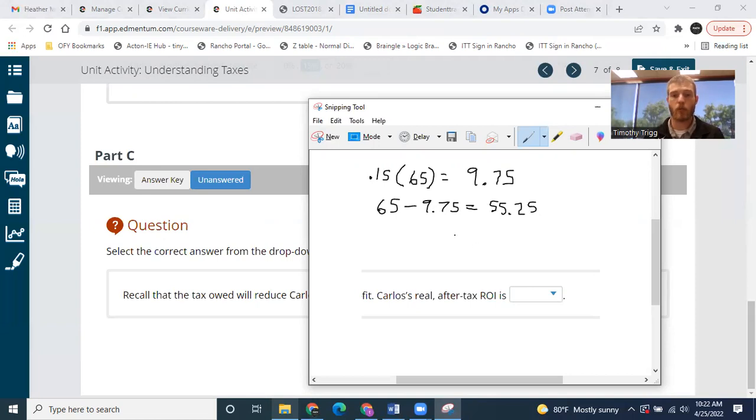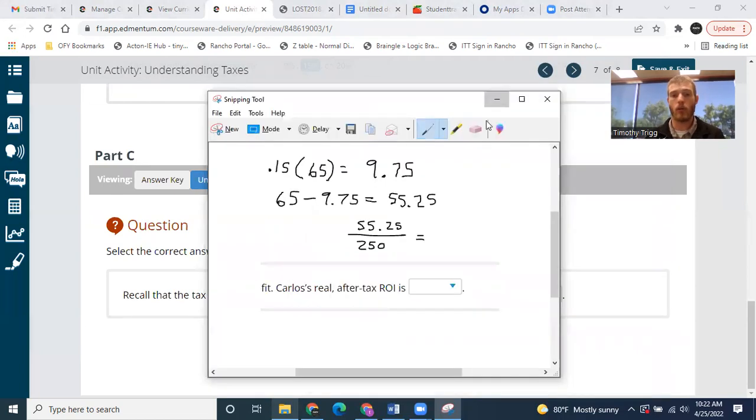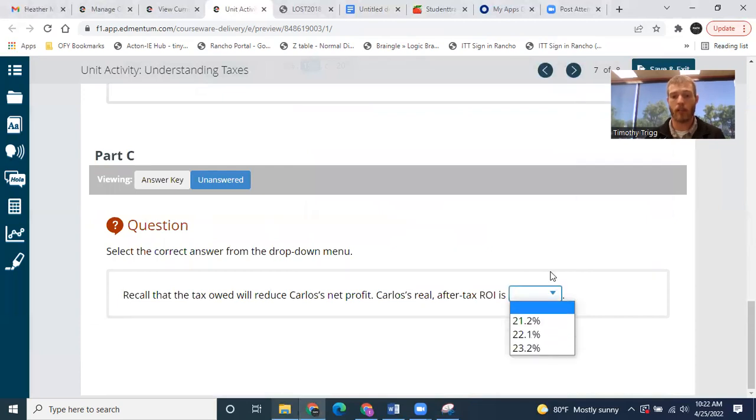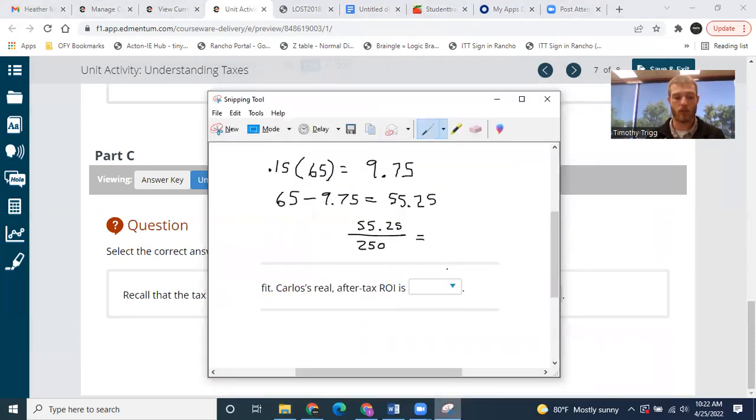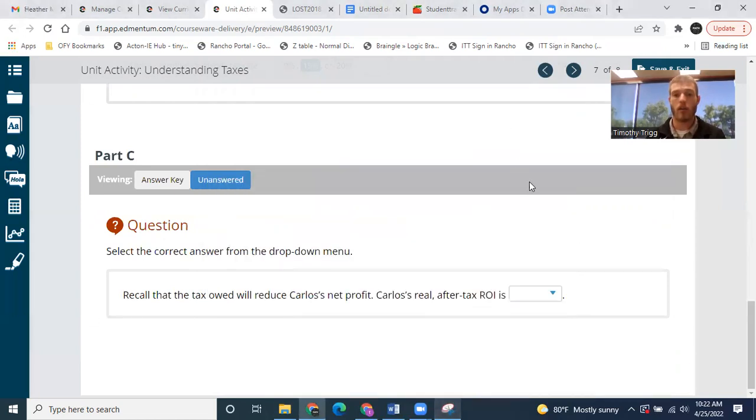Now let's figure out his return on investment. Again, you take your income divided by the cost of the investment. If you recall, $250 was the cost of the investment. Go ahead and divide that, and that'll give you his ROI. So it's one of these answer choices. Again, divide this, and that'll give you his ROI. Hope that makes sense. Go ahead and finish that, and I hope you're able to do all that.